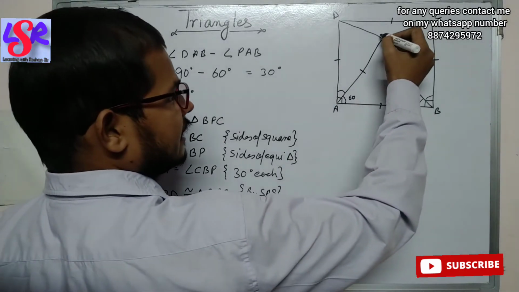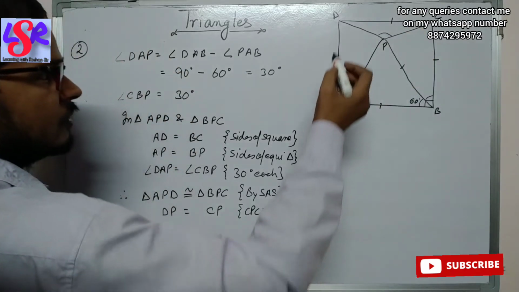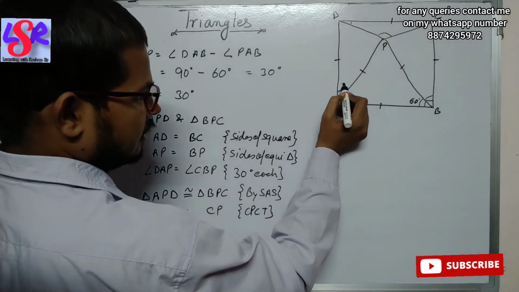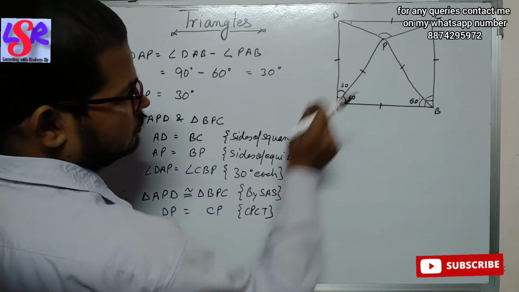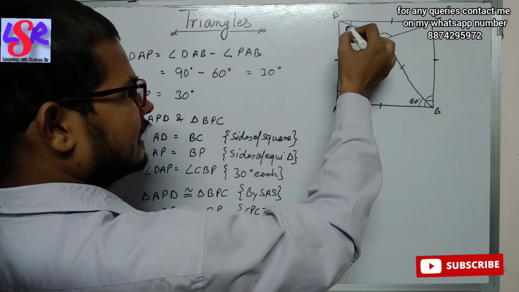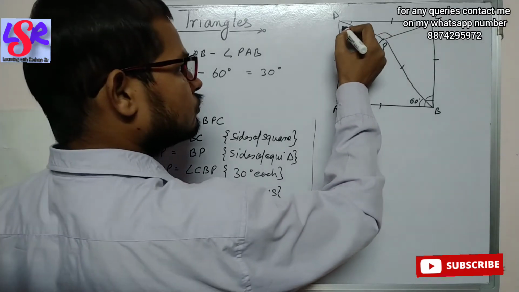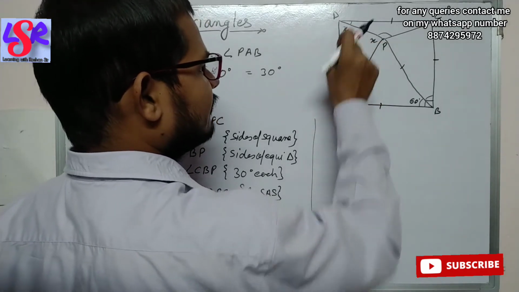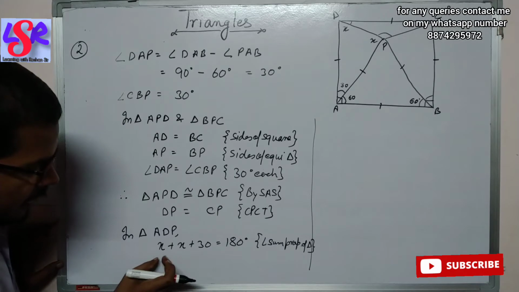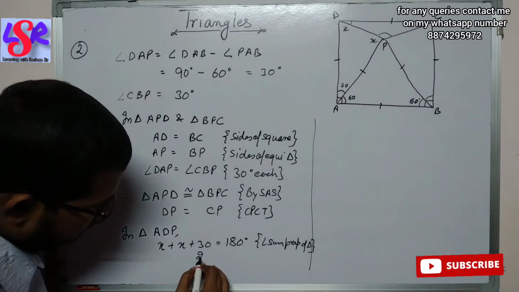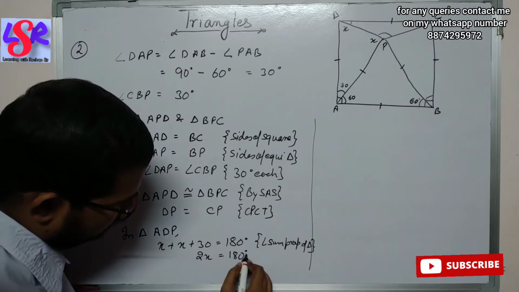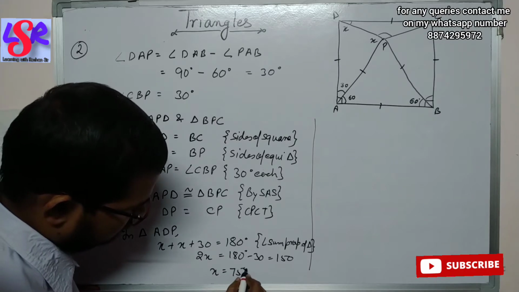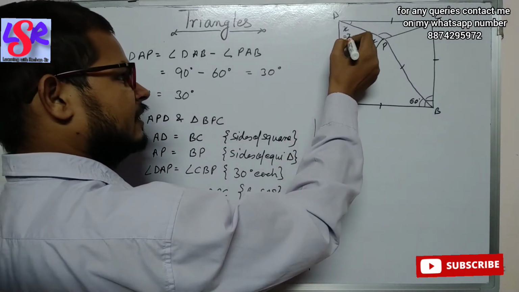Now we have to find this angle, that is angle DPC. For that, first of all, we are going to find the value of this angle. Now we know that this one is 30 degrees, and we very well know that this side is equal to this one. And as these two sides are equal, this angle will be equal to this one. So let these two angles be x each. Now with the help of the angle sum property of a triangle, we can find the value of x. Therefore, in triangle ADP, 2x plus 30 equals 180. So 2x equals 180 minus 30, that is 150. So x will be equal to 75. So the value of this angle is 75 degrees.